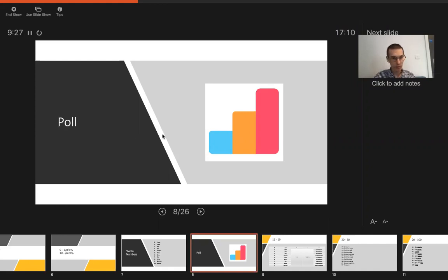7 is сім. Чудово. 8 is вісім. Прекрасно. 9 is дев'ять. Not 10. 9 is дев'ять. And 10 is десять. Very well. So these are the most important ones because all the other numerals are based off them.